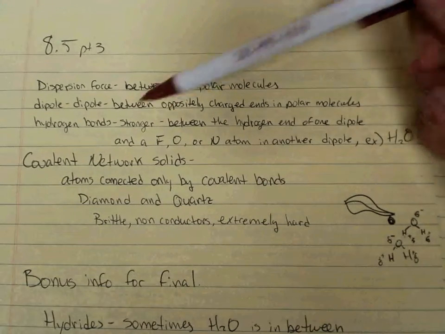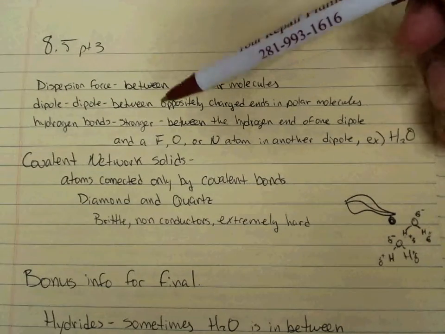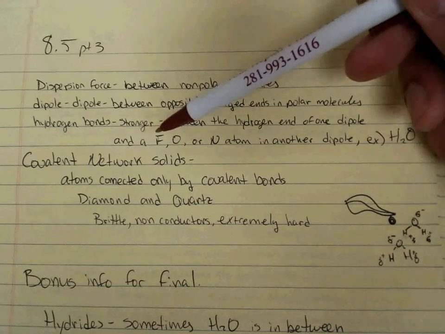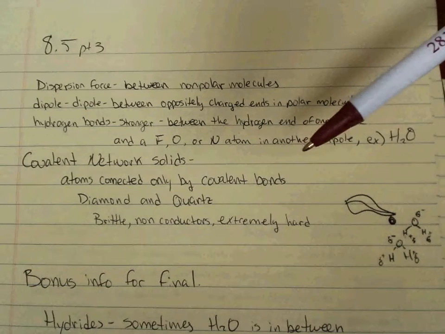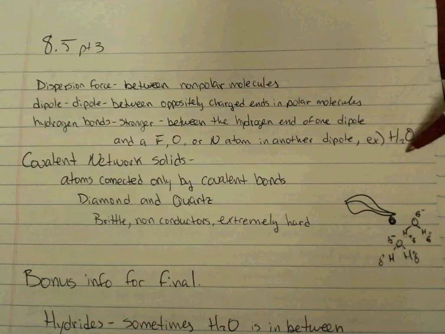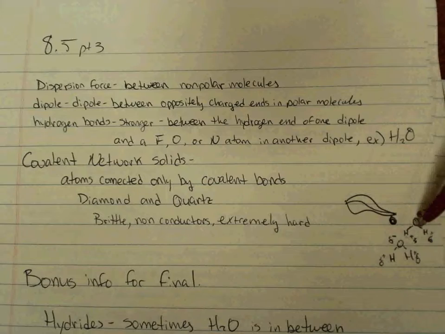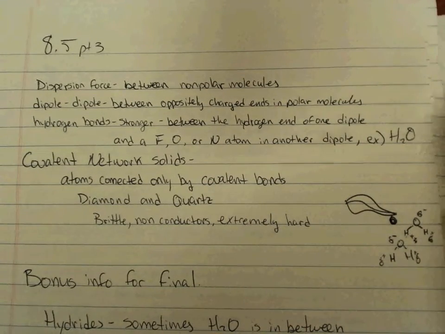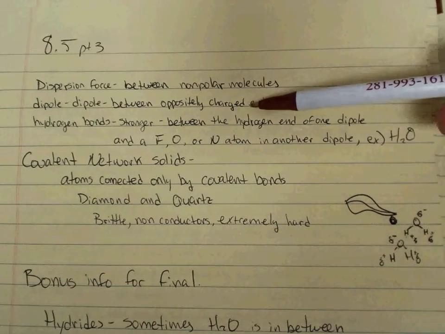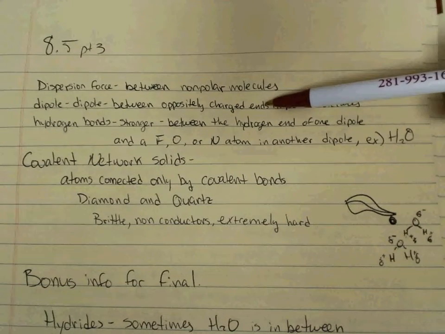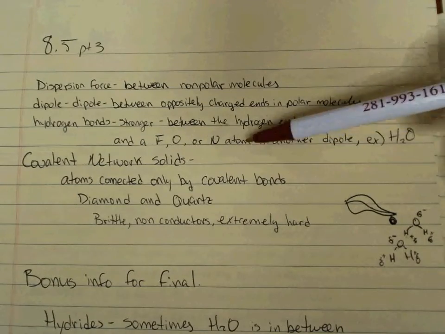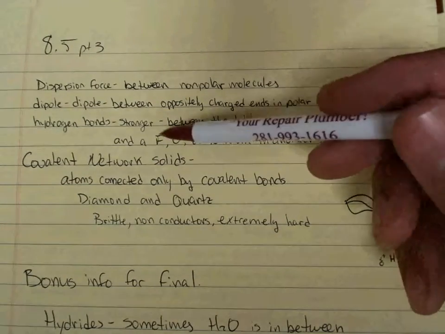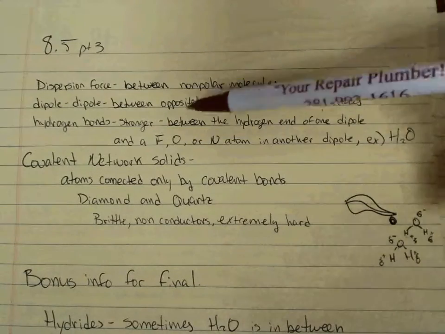Hydrogen bonds are stronger, not very strong individually, but there are so many of them. They occur between hydrogen and one dipole of either an F, an O, or an N atom. So for example, H2O has hydrogen bonds, and hydrogen bonds keep a lot of you alive. You remember this from biology class. So dipole-dipole is just between any polar molecule, and hydrogen bonds have to be with hydrogen and fluorine, oxygen, or nitrogen.